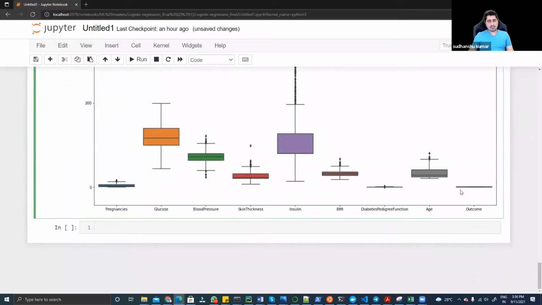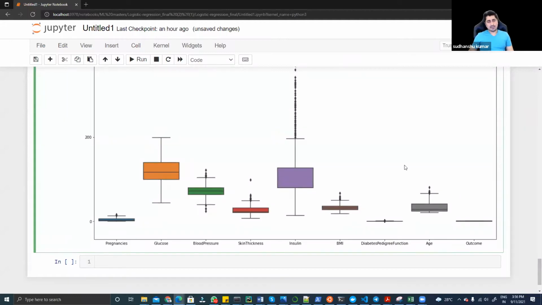Now, if you start looking into this graph, in which columns are you able to find outliers out of this box plot? Can I say insulin is a column which has so many outliers, very clearly visible. Skin thickness, yes, we do have outliers. Blood pressure, a little bit of outliers. Pregnancies column, a little bit of outliers. Age column, a little bit of outliers. BMI column, a little bit of outliers. So yes, we do have outliers in some of the columns, and maybe we'll have to do a treatment for all of these outliers.